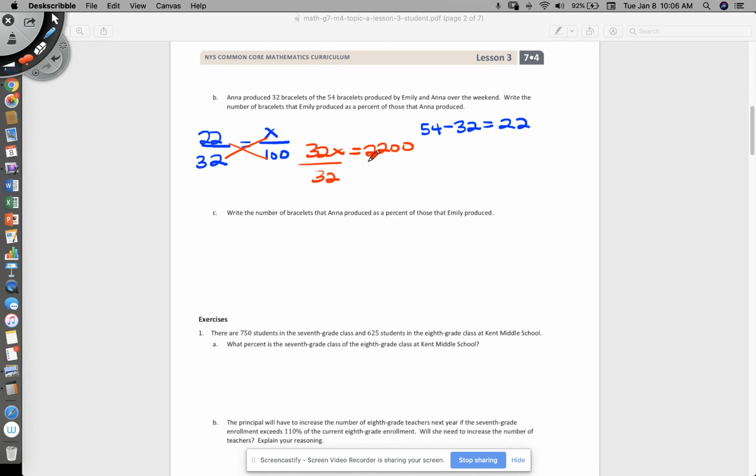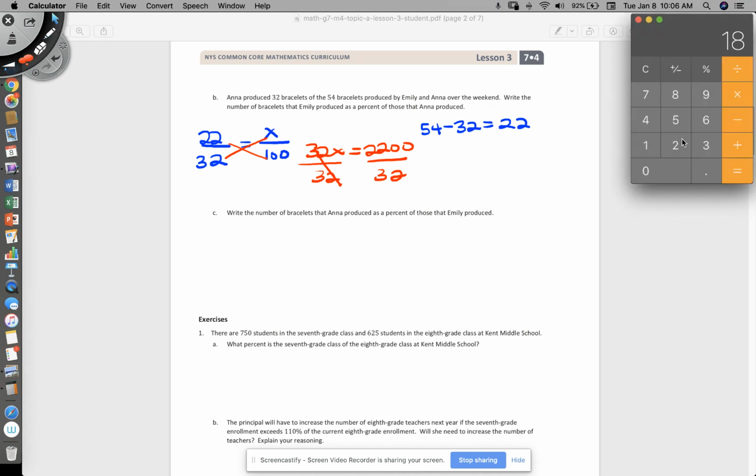Divide by 32. Those cancel. Grab my calculator. And I'm going to say 2,200 divided by 32, and I get 68.75. And that's an honest answer for a percent. That's okay. So we have 68 3/4 of a percent that she has completed. All right, now let's look at C.